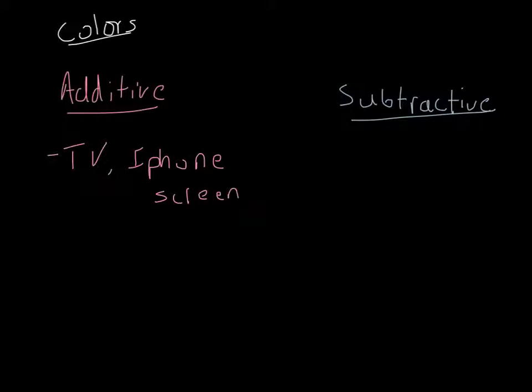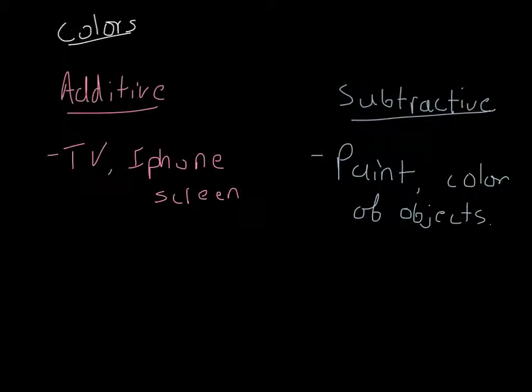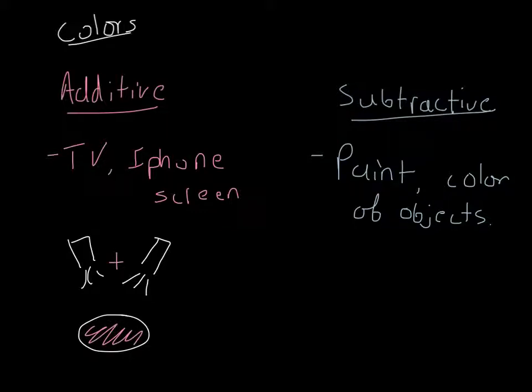On the opposite side of the spectrum, we have subtractive. Think paint. Okay? Think the color of objects. There's a big difference here. In additive, we have two lights coming together. So it's like I could take two flashlights here. They could shine some light, and they'd be different colors of light. And that would form a new color here, because they're adding together. They're combining to make a new light.